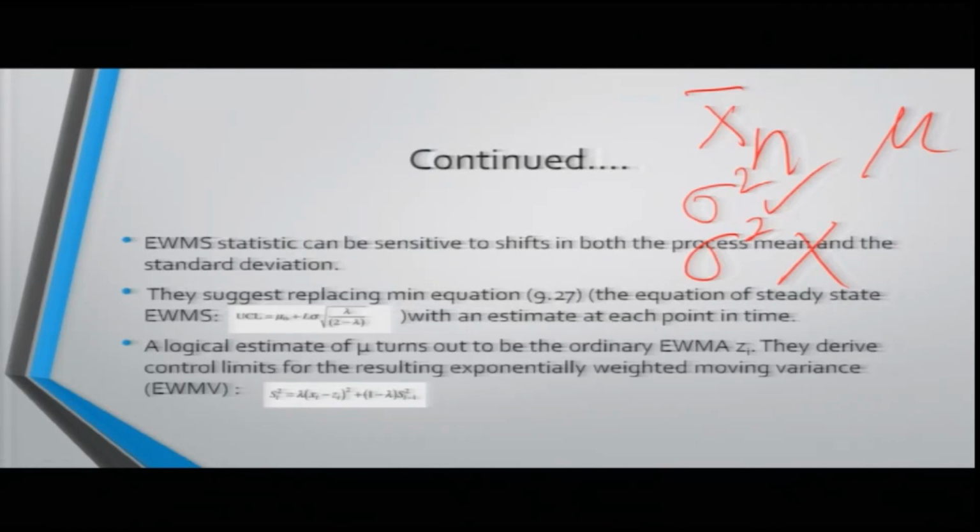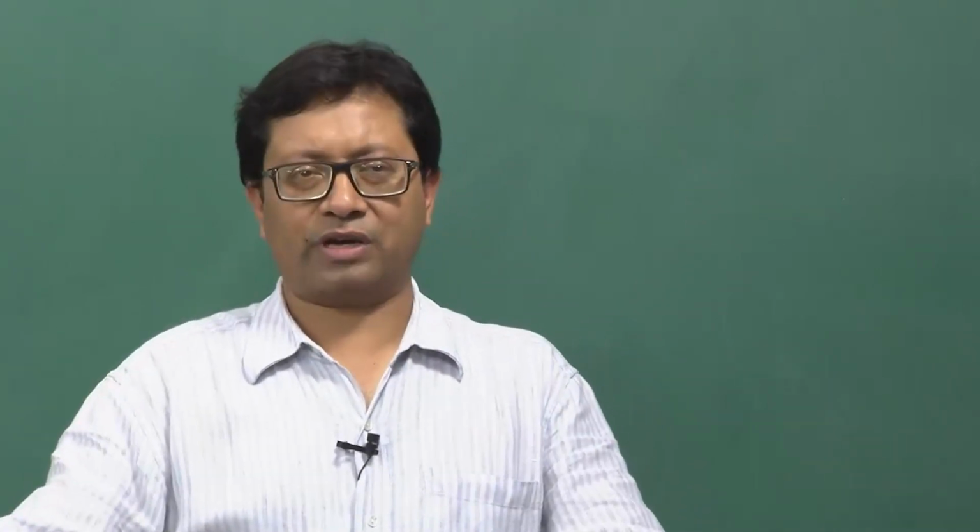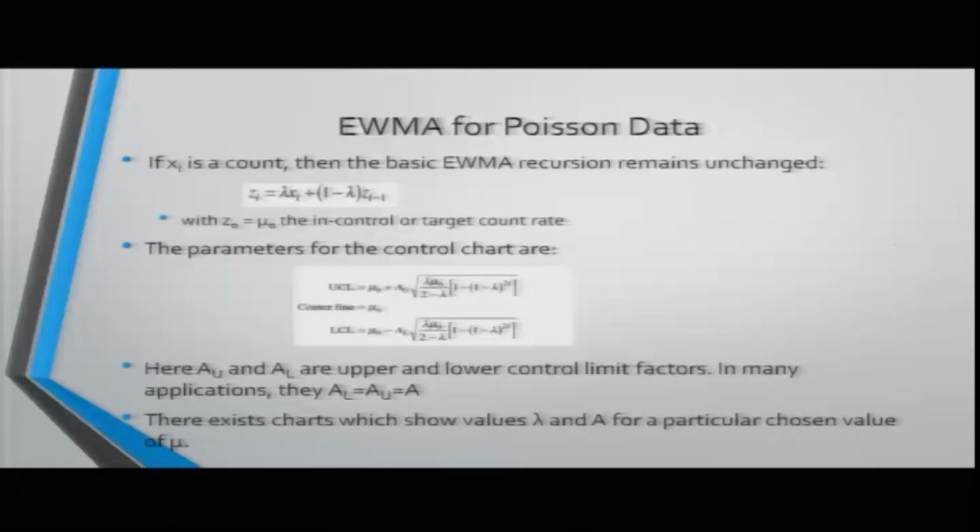A logical estimate for mu turns out to be the ordinary exponential weighted moving average in the standard form. They derive control limits for the resulting exponential weighted moving average of the variances using the same method. The overall squared error would depend on lambda, the weight multiplied by the difference of the realized value minus the mean value whole square, plus 1 minus lambda as the weight for the past data, as we did for the exponential weighted moving average, and based on that we do our calculations.